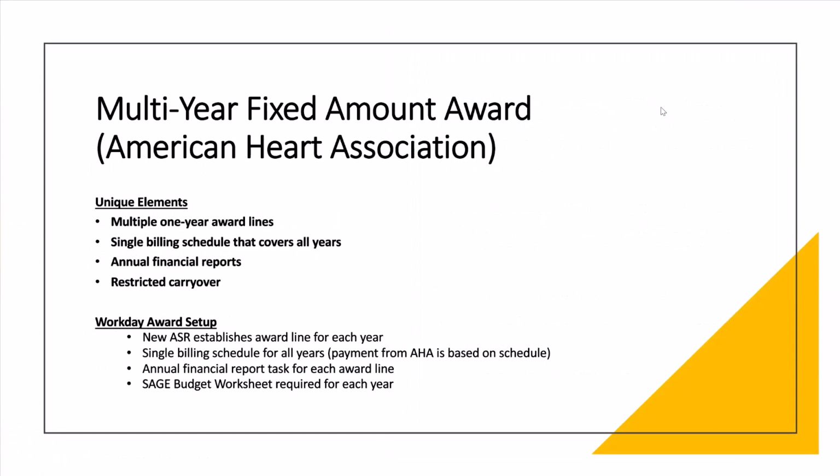This is a multi-year award, and it's specifically a fixed amount award. It's American Heart Association. The unique elements: multiple one-year award lines, similar to that non-SNAP designation. There's a single billing schedule that covers all years. It's an annual financial report requirement, and carry forward is restricted.